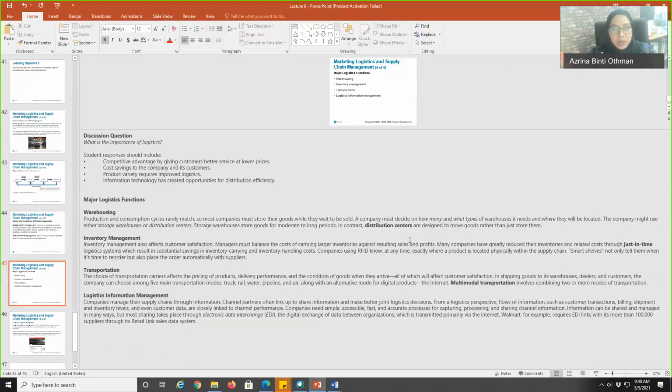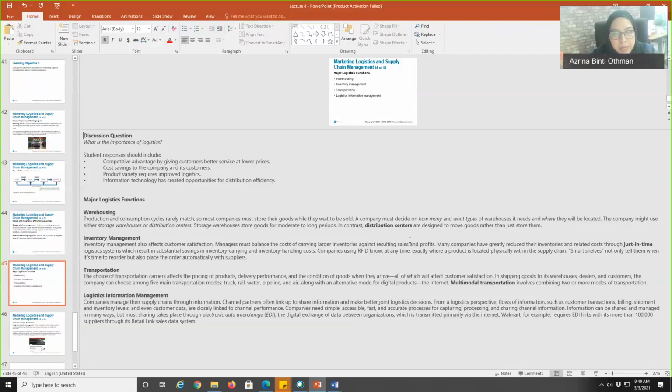Kalau storage, boleh untuk moderate to longest periods. Maksudnya sederhana, masa yang sederhana hingga masa yang panjang. Jangka masa sederhana dengan jangka masa panjang. Kita boleh simpan jangka masa sederhana ataupun jangka masa panjang dalam warehouse. Tapi distribution center mesti cepat. Tak boleh simpan terlampau lama.